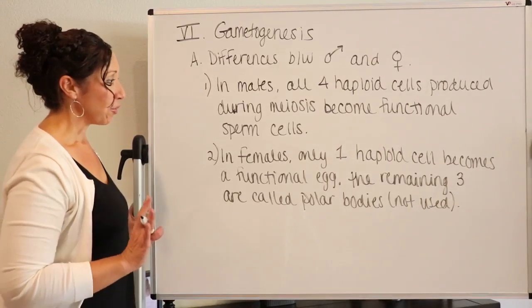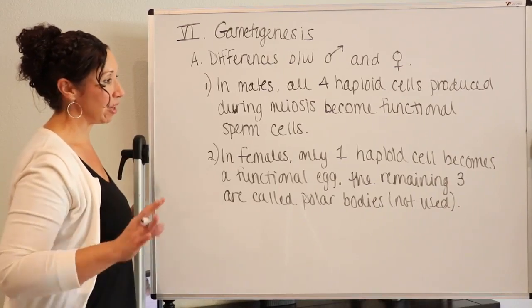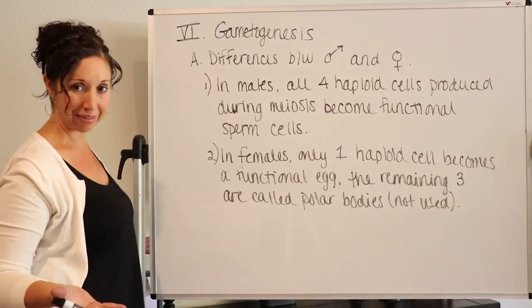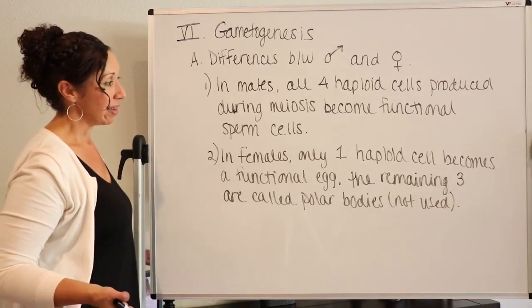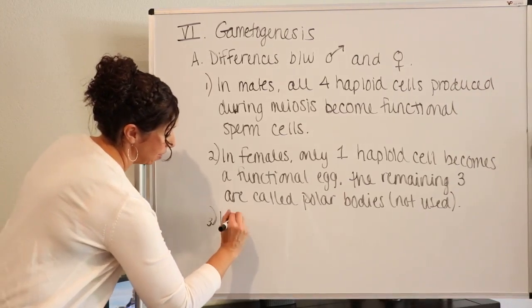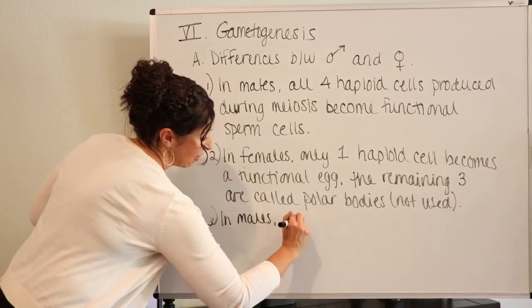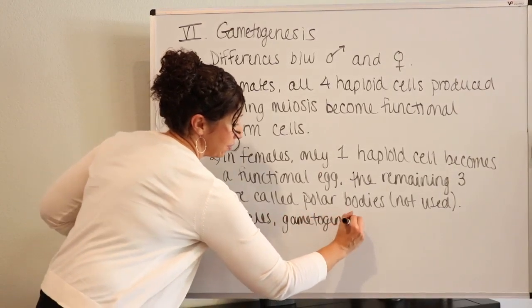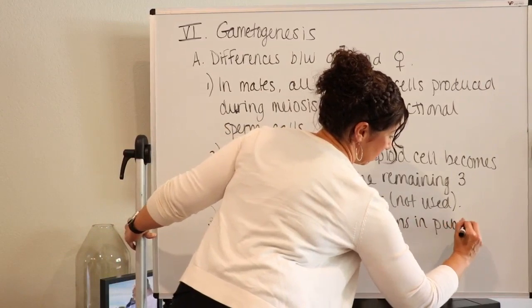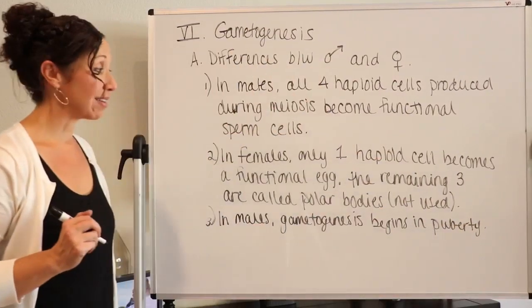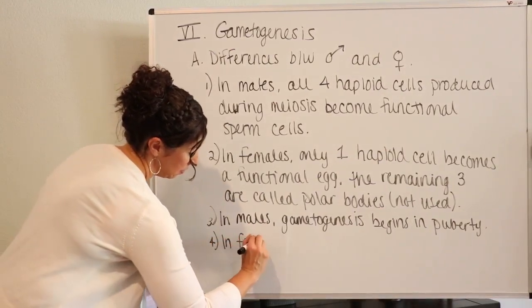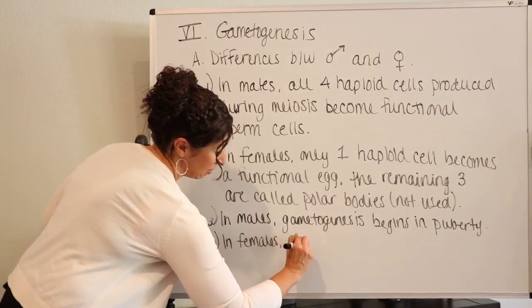It's fascinating. But for males, this whole process of creating sperm cells doesn't even occur until puberty. You have everything in place, obviously, when you're born, but the process doesn't become active until puberty. So for males, gametogenesis begins in puberty, very much related to testosterone. And in females, gametogenesis begins in utero.